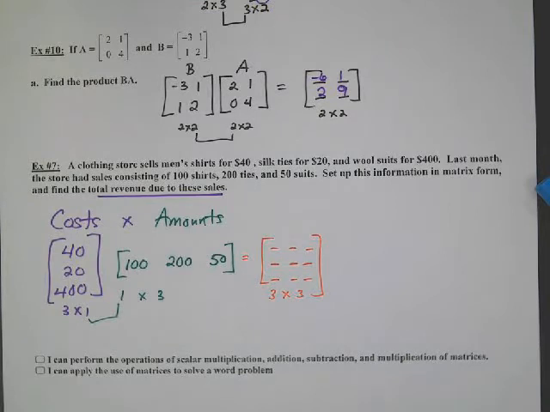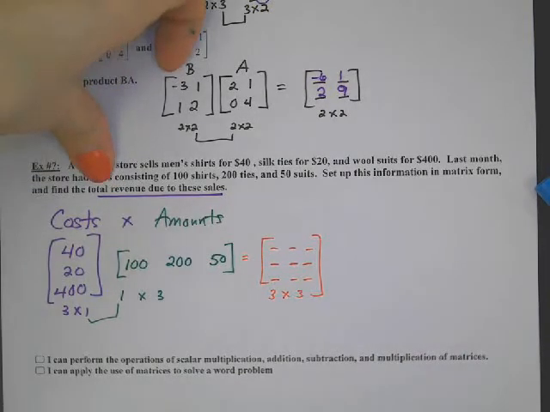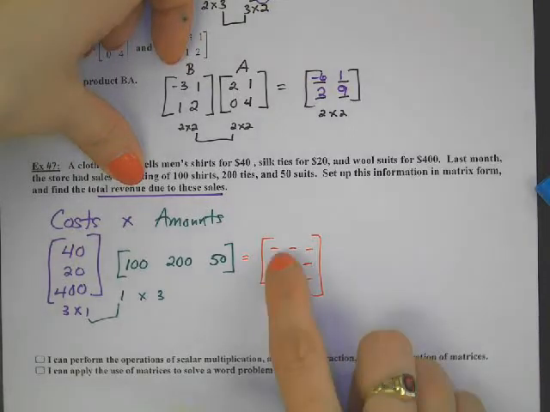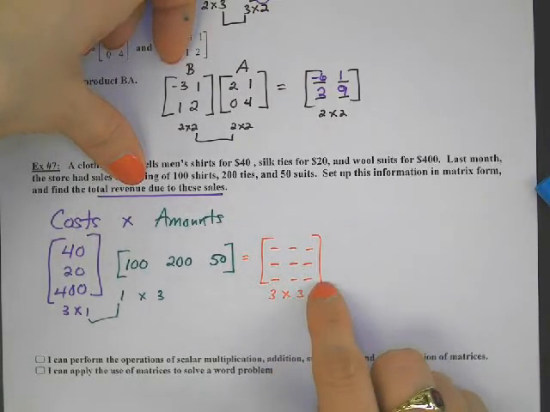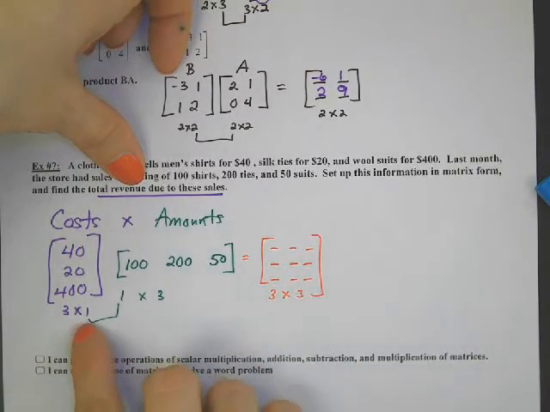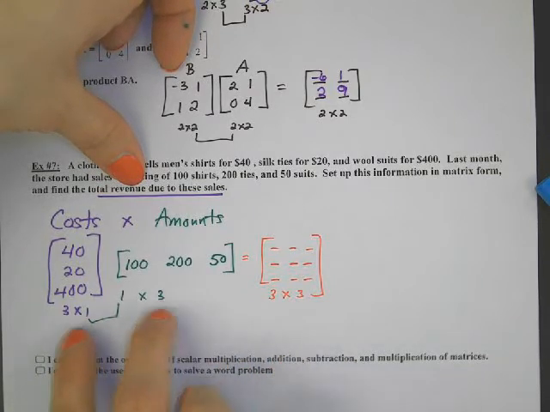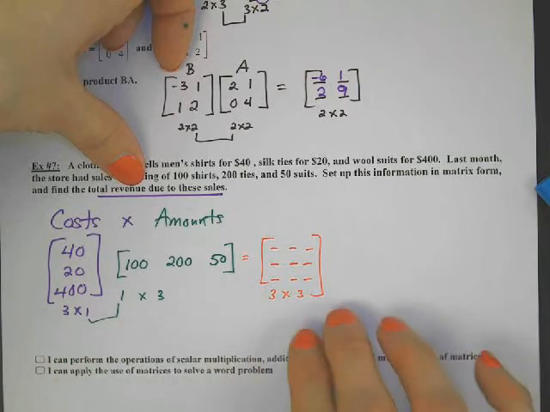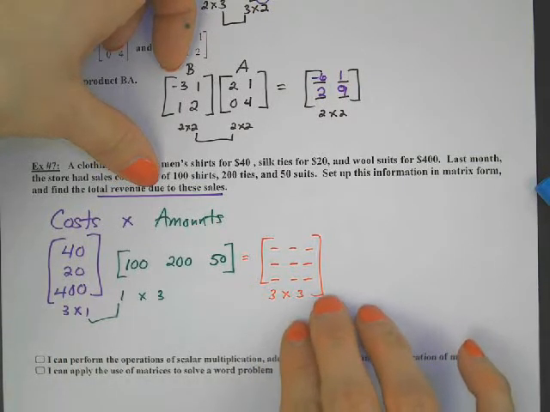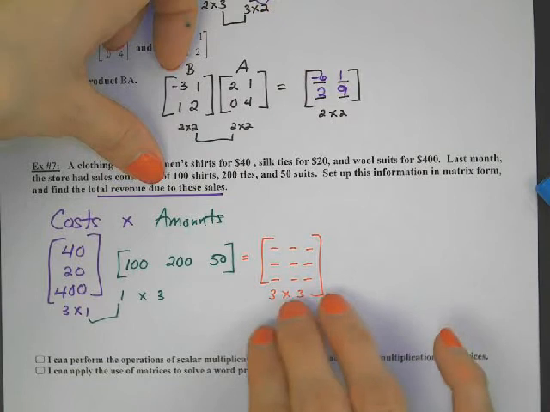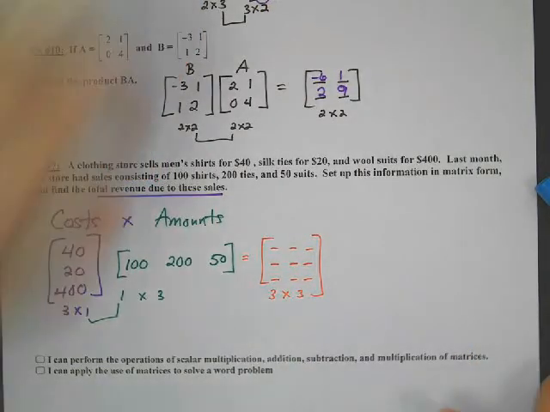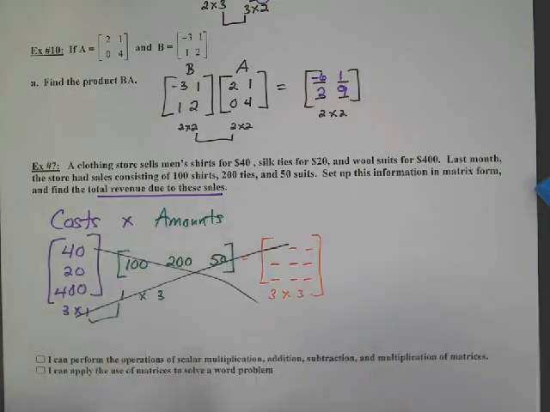Does that seem like a great way to find the total revenue? That's going to give me 9 values. We did nothing wrong here. 3 by 1, 1 by 3. That is perfect. Except I don't think that these dimensions are going to make the right revenue here. I don't want 9 numbers. I want 1 number. I want the revenue. So actually, this is not the right setup.